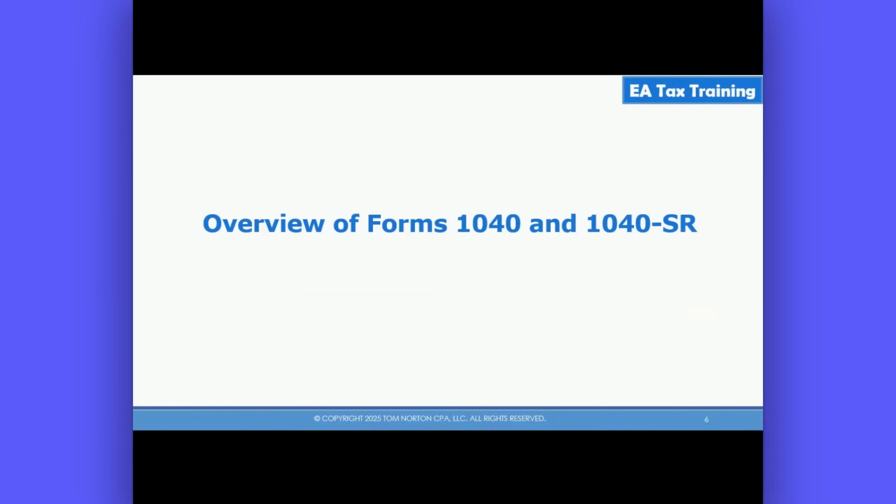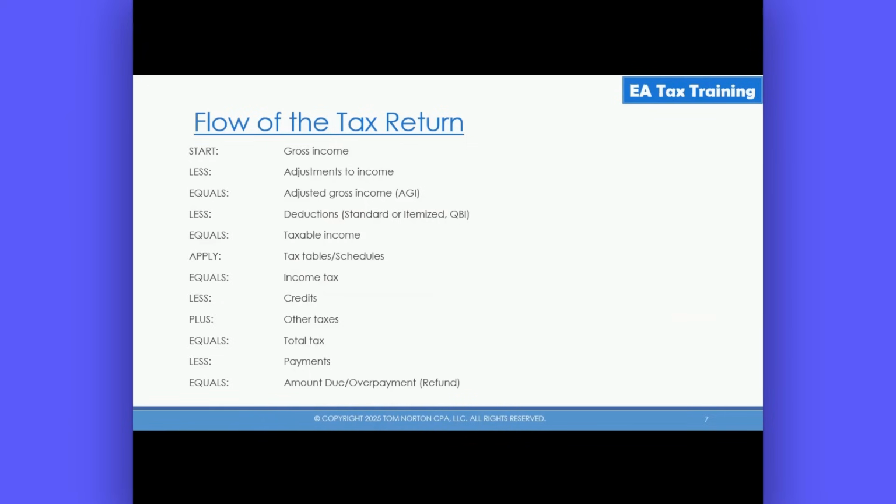Before we look at the forms themselves, let's look at an overall flow of the tax return. So this is kind of a big picture look at what we're trying to do. When we're doing a tax return, we're trying to ultimately figure out, does the taxpayer owe the IRS money, or do they have a refund that is due? So that's what we're trying to get to. But in order to do that, we need to go through all of these steps.